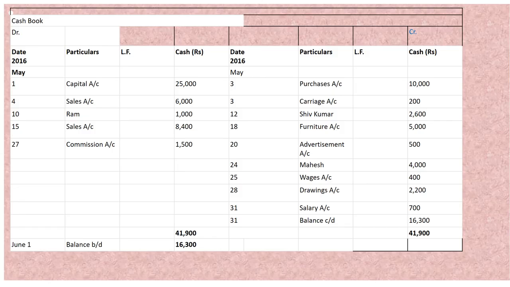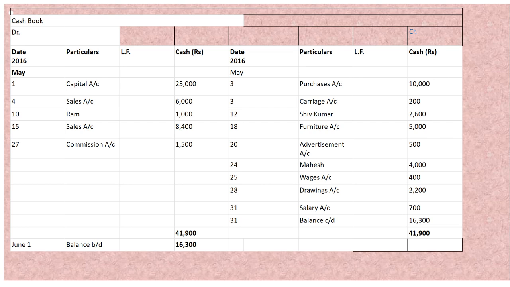Next one is May 24, paid to Mahesh, by Mahesh account 4,000, paid wages, by wages account 400, received commission, to commission account 1500. Beta, you know, the debit side is the total receipt column and the credit side is the total payment column. So whenever we receive any commission or interest, we will do to commission account in the debit side. Whenever we make any payment like salary, wages, drawings, rent, we will record it in the credit side of the cash book. So we will record received commission in the debit side of the cash book as it is received.